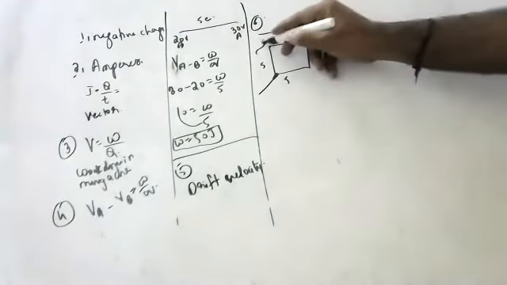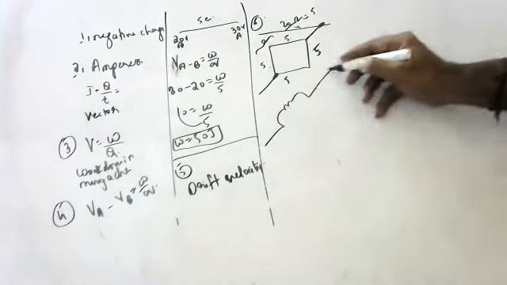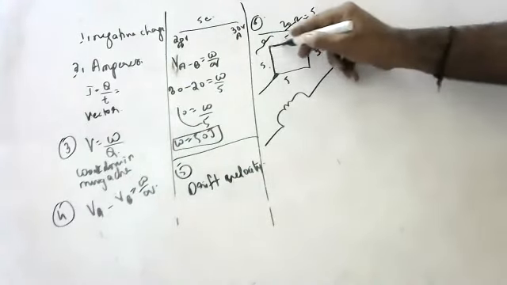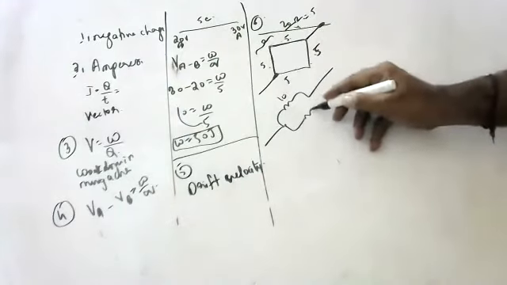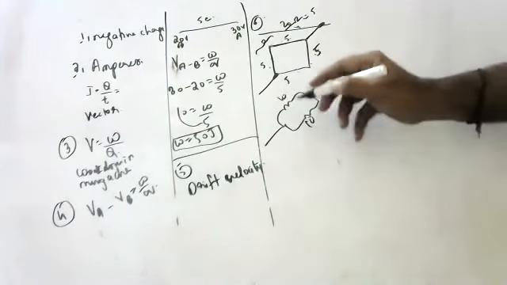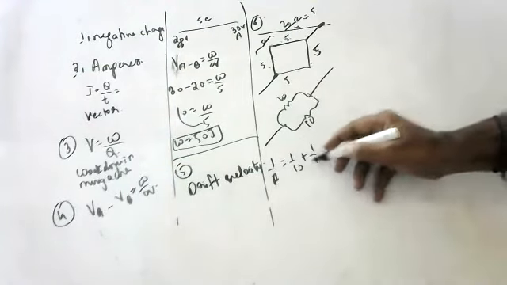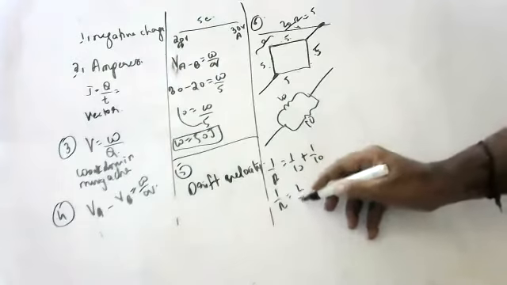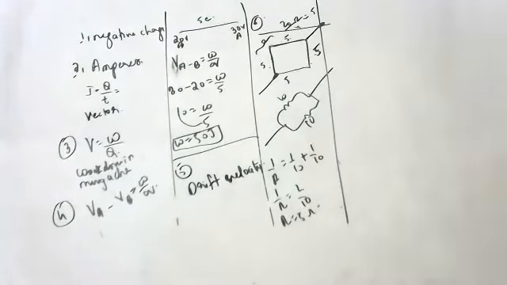These two 5s are connected in series, yes, children. 5 and 5 are connected in the same wire, so series. Then 10 and 10 are connected in parallel. So 1 by 10 plus 1 by 10 is 2 by 10. Reverse it: 5 ohms. Okay, children, so the answer is 5 ohms.